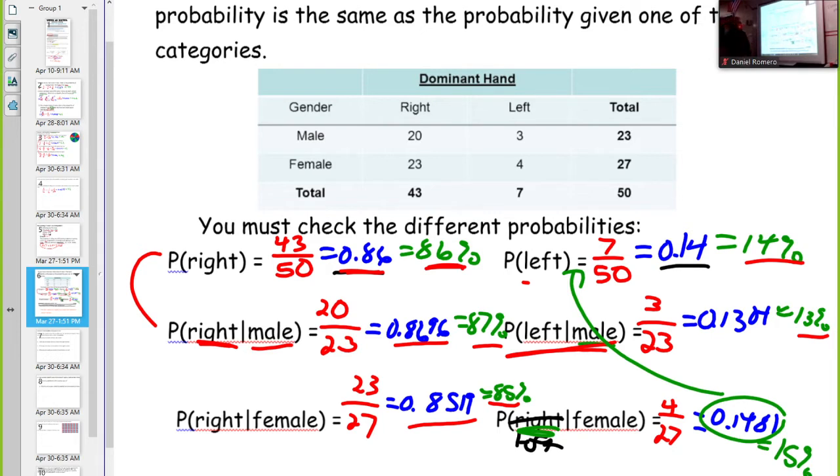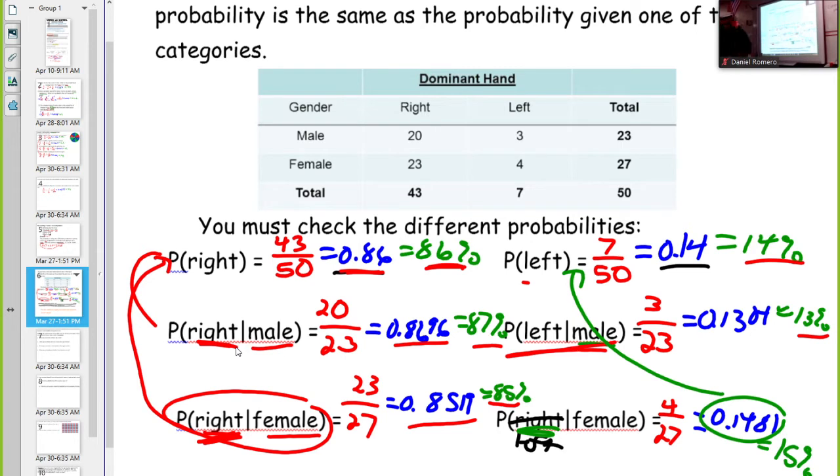If I were to ask you, are being right-handed and being female independent or dependent? Well, if they were independent, then this probability should be equal to whichever one was listed first, which was being right-handed. Are those two equal to each other? Again, really, really close, 85% rounded to 86%. Somebody could make the argument that it's within a margin of error, close enough where they would be independent, but by the letter of the law, they're not.